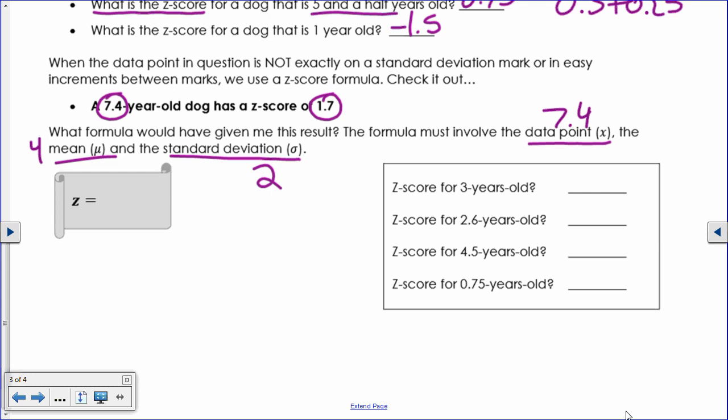All this page is talking about the same information from the very, very top. So the mean is 4, the standard deviation is 2, and the data point is 7.4. I want you guys to experiment. See if you could do something, multiply, add, divide, whatever. See if you can figure out how to get to 1.7. I'm going to give you guys a few minutes. See if you can figure it out. And if you think you got it, wave me over and I'll tell you if you're right or wrong.